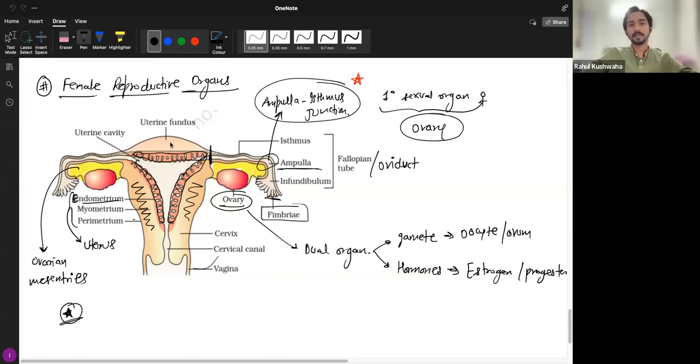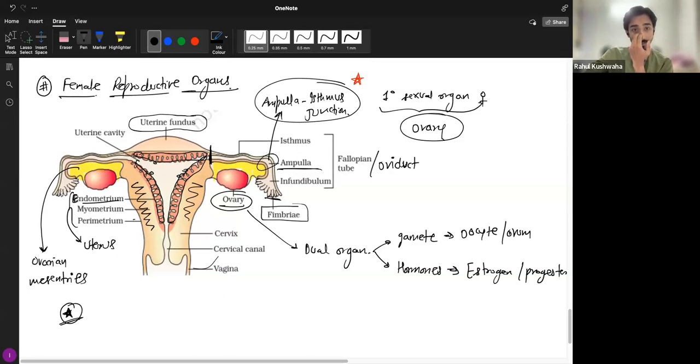And on the top there is the uterine fundus. The uterine fundus is mostly the region where most implantations happen. So in the wall, either here, here, or here, when the ovum comes from any side. So you can now understand.